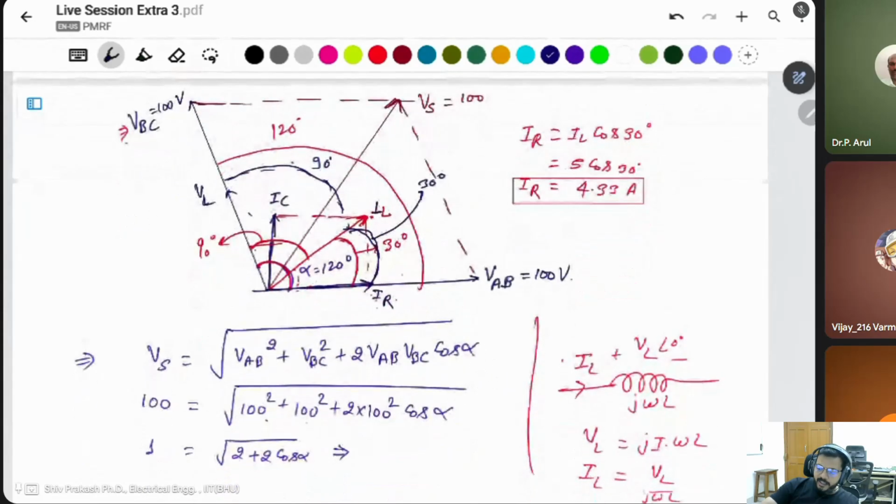Then, with 30 degree, IL is the combination of IC and IR. The IR is IL into cos of this angle, cos of 30 degree, the remaining angle is 30 degree. That's why you can find the IR value directly. If the IR value is there, then you can use VAB divided by IR to get R. You get the answer.